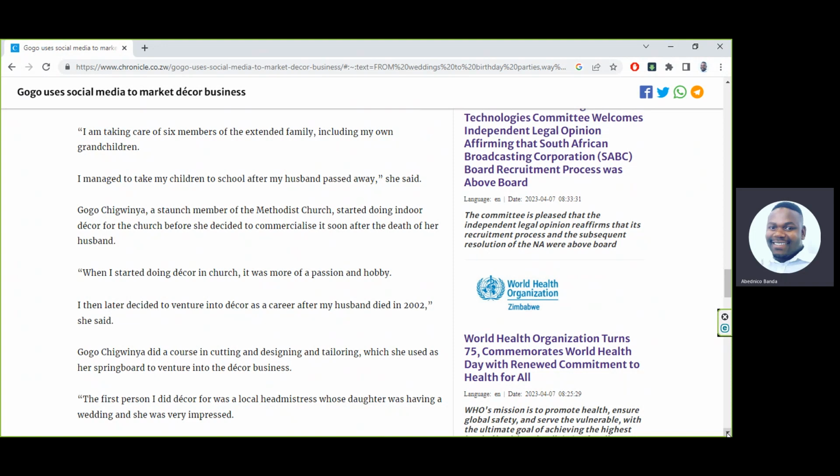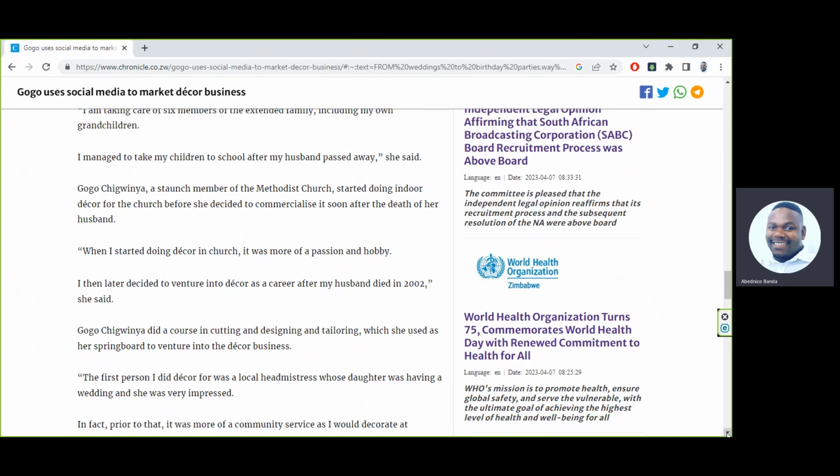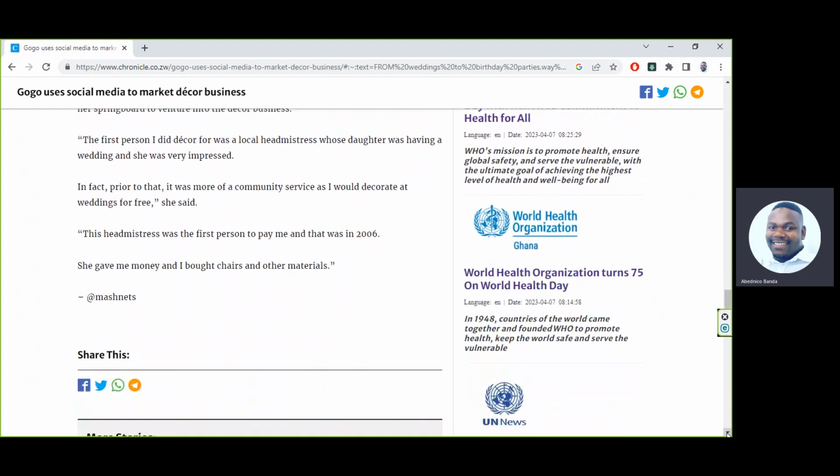Gogo Chigwinya did a course in cutting, designing and tailoring, which she used as her springboard to venture into the decor business. "The first person I did decor for was a local headmistress whose daughter was having a wedding, and she was very impressed. In fact, prior to that, it was more of a community service, as I would decorate at a wedding for free," she said. "This headmistress was the first person to pay me, and that was in 2006. She gave me money, and I bought chairs and other materials."